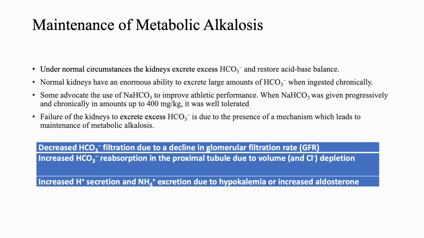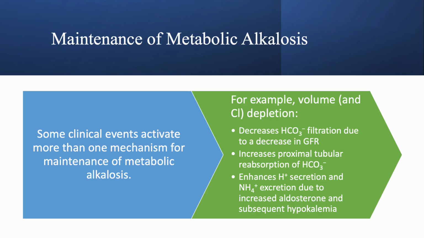Increased hydrogen secretion and ammonium excretion happens when you have aldosterone secretion. So aldosterone, like we said many times, will let sodium go in, and potassium and hydrogen will go out. So if you have primary hyperaldosteronism or increased aldosterone secretion due to dehydration, hypokalemia does the same thing. Hypokalemia in and of itself will lead to increased ammonium excretion and increased hydrogen secretion.